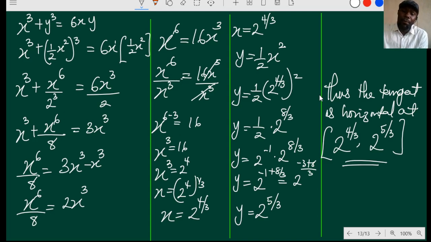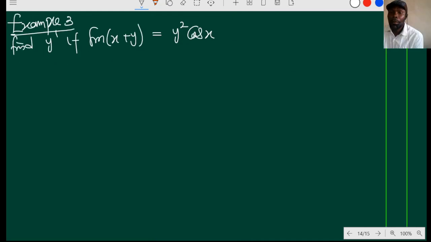So we go further now to the next example. We are now in example 3. In this example 3, you have to study some things. It says find the derivative of y if sine of x plus y is equal to y squared cos x.